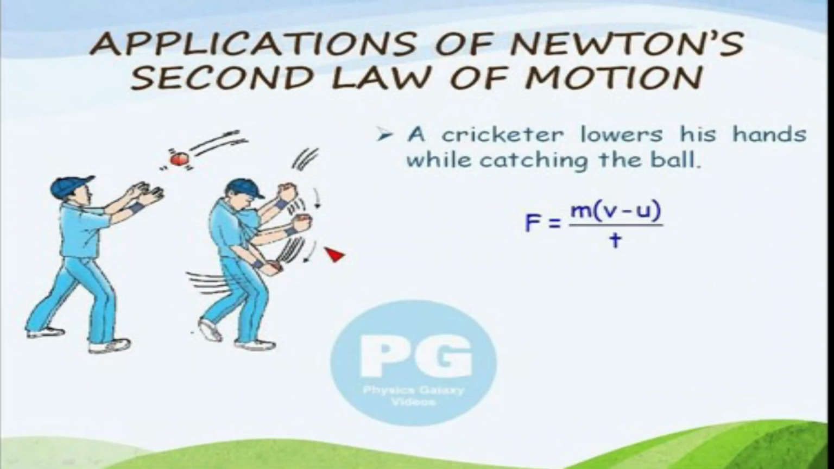Applications of Newton's second law of motion. A cricketer lowers his hands while catching the ball. This can be expressed as F equals m into (v minus u) by t.